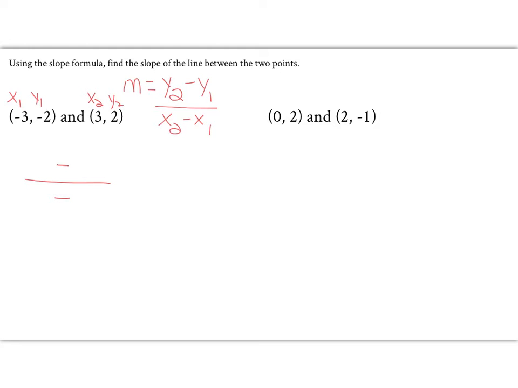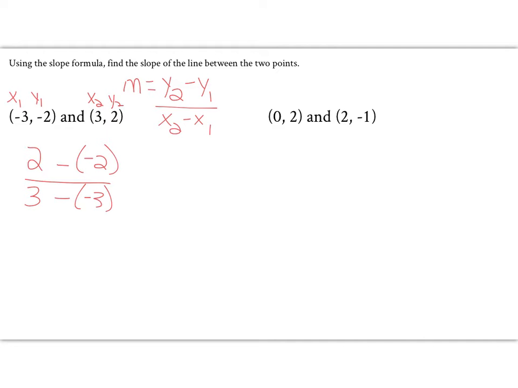Now, I'm going to fill it in like I see it. So y sub 2 is 2 minus y sub 1 is negative 2. So I need to put that negative in parentheses. Remember, when you substitute a negative into an expression, it's always good to put it in parentheses. And then x sub 2 is 3. My change in x goes on the bottom, minus x sub 1 is negative 3. So I'm going to put that negative 3 in parentheses because I'm substituting a negative.